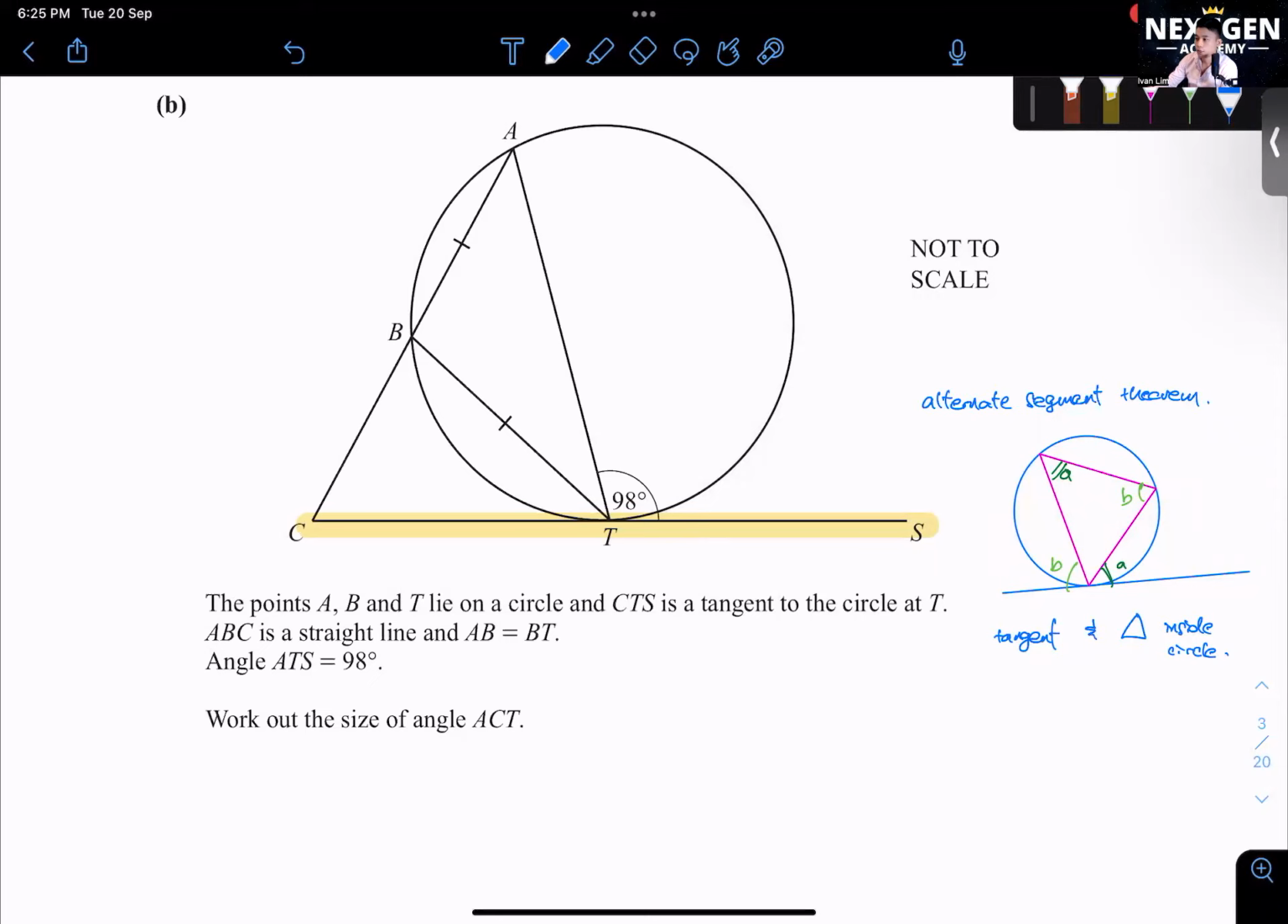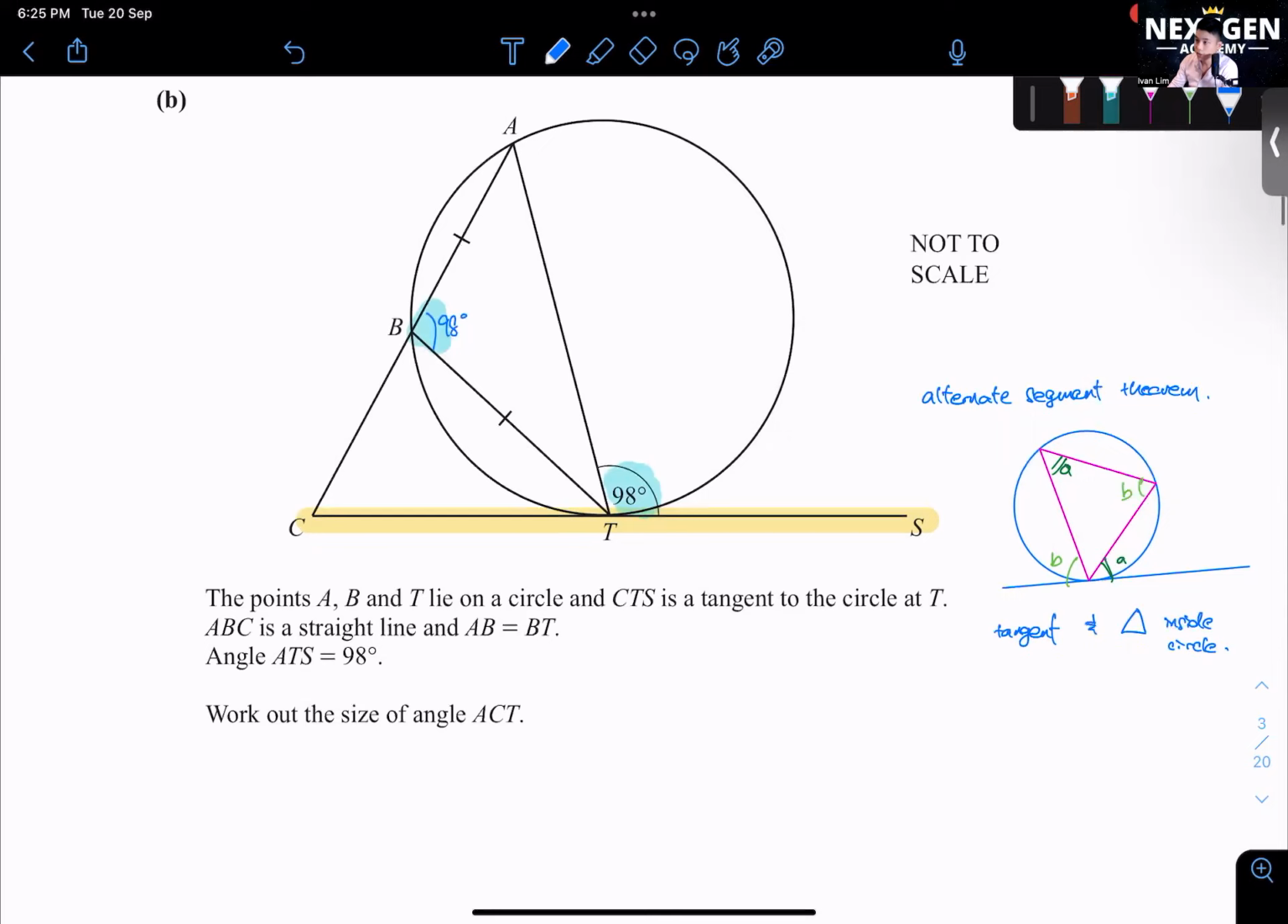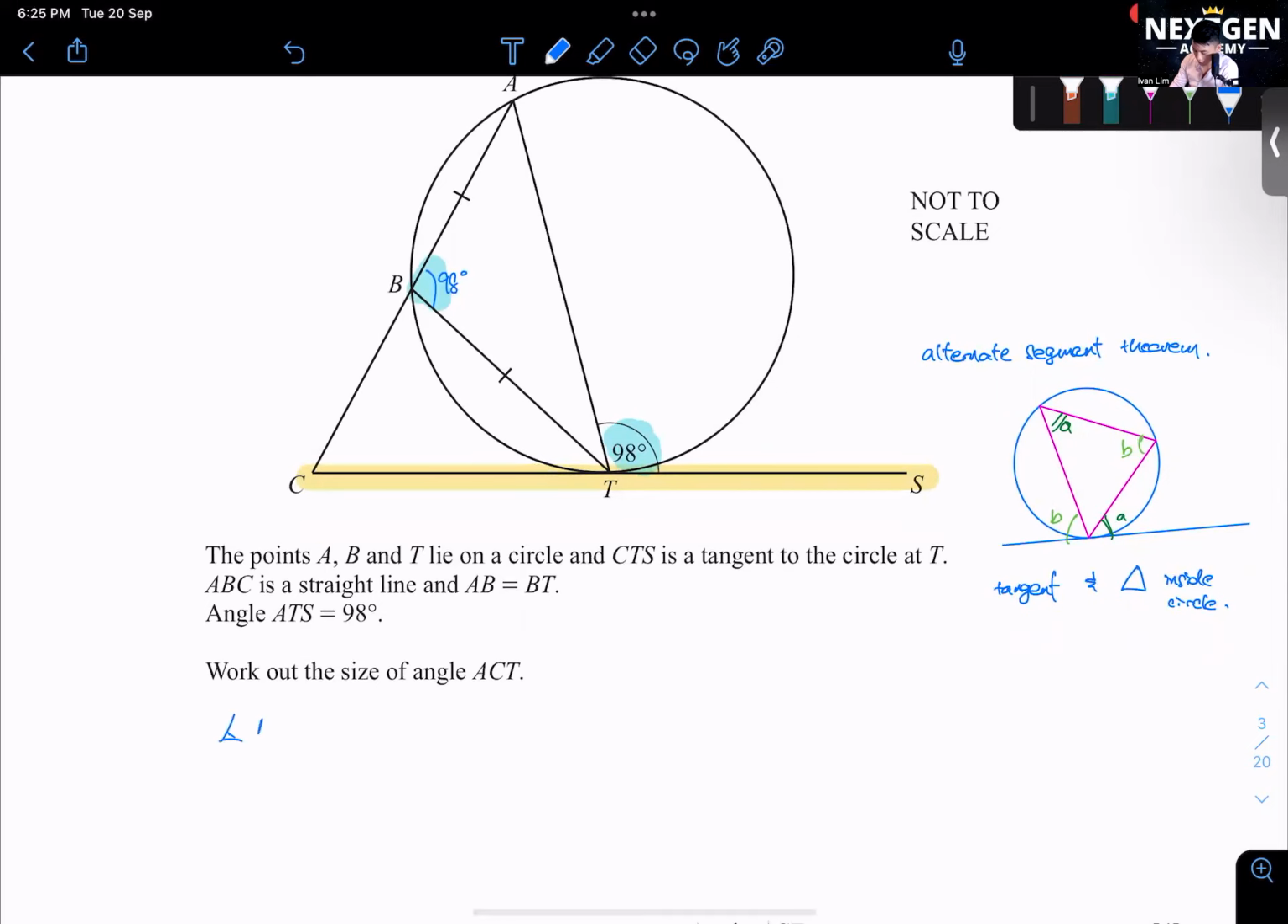Okay, next one. So what can we make out of this one? 98 degrees over here will be same as over here. Can you all see the triangle here? This is 98 degrees. Then what else? This is an isosceles triangle, right? Because they say AB equals to BT. So I just write down here first. Whatever you calculate, you just write down first. So ABT equals to 98 degrees. You can write here because of alternate segment theorem.